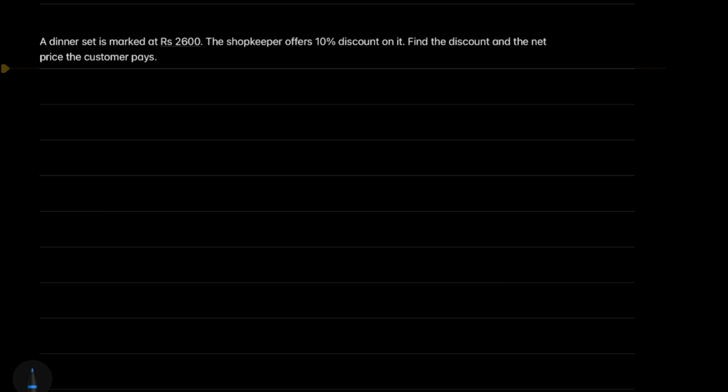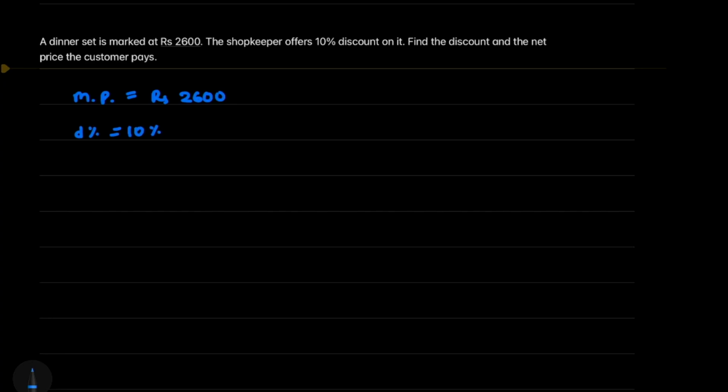It says a dinner set has a marked price of rupees 2,600. And if the shopkeeper offers a discount of 10%, we need to find the discount and the net price, or the selling price, that the customer pays. So let's write down what we have. First, the marked price is rupees 2,600. Our discount percentage is 10%.